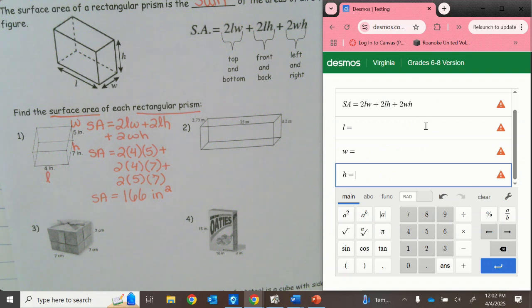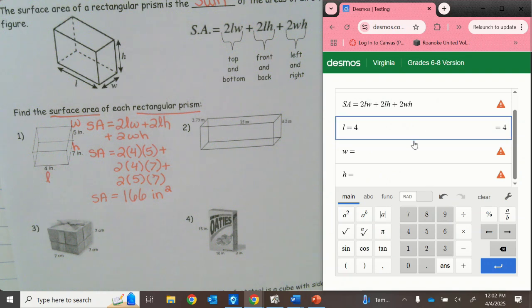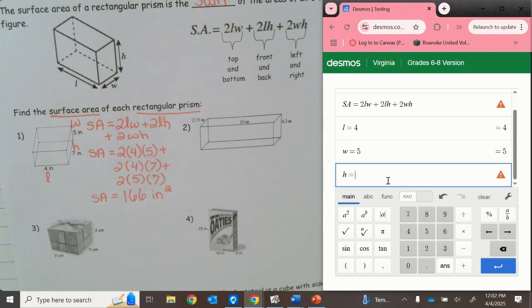So length we said would be 4. Again, if you're doing this on your own, you could have mixed them up and used width. It could have been 4. Totally up to you. For this, our width is 5 and our height is 7. Now, if you look up top here, it has not given me a calculation yet. In fact, if I hover over the triangle, it says this calculator cannot support this type of equation.